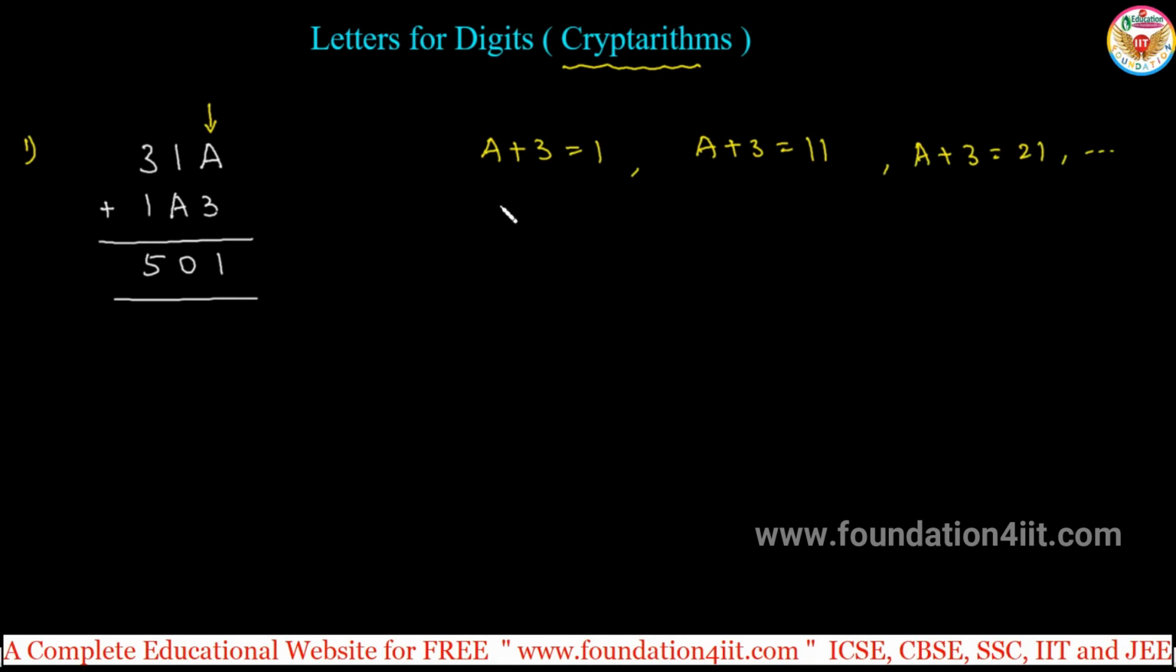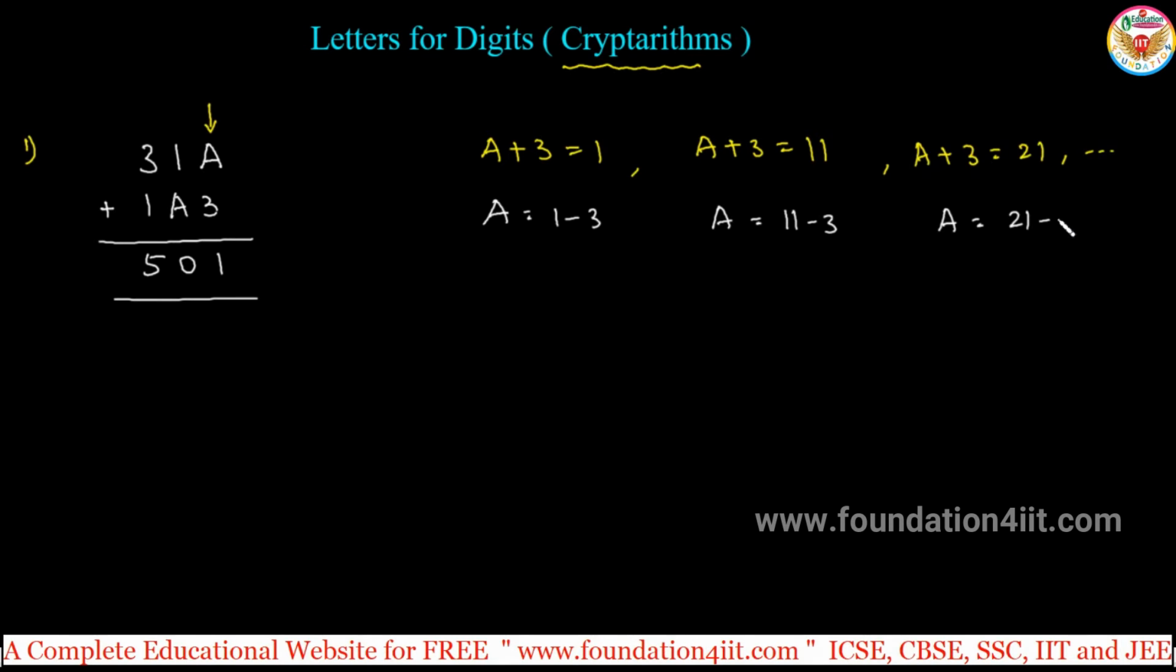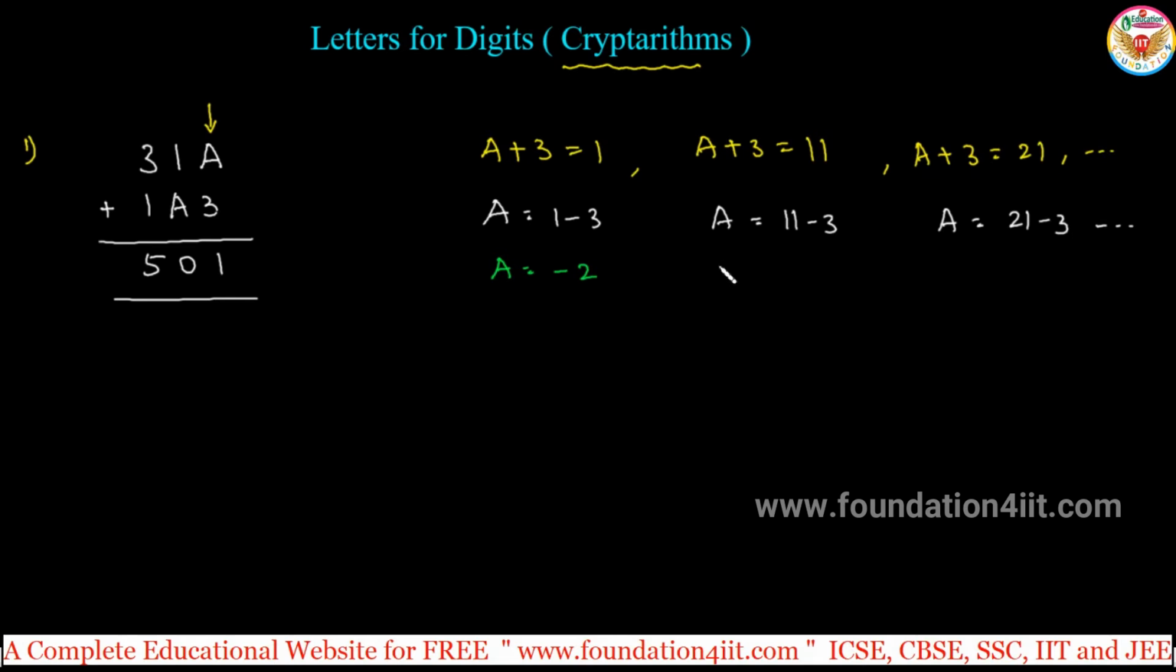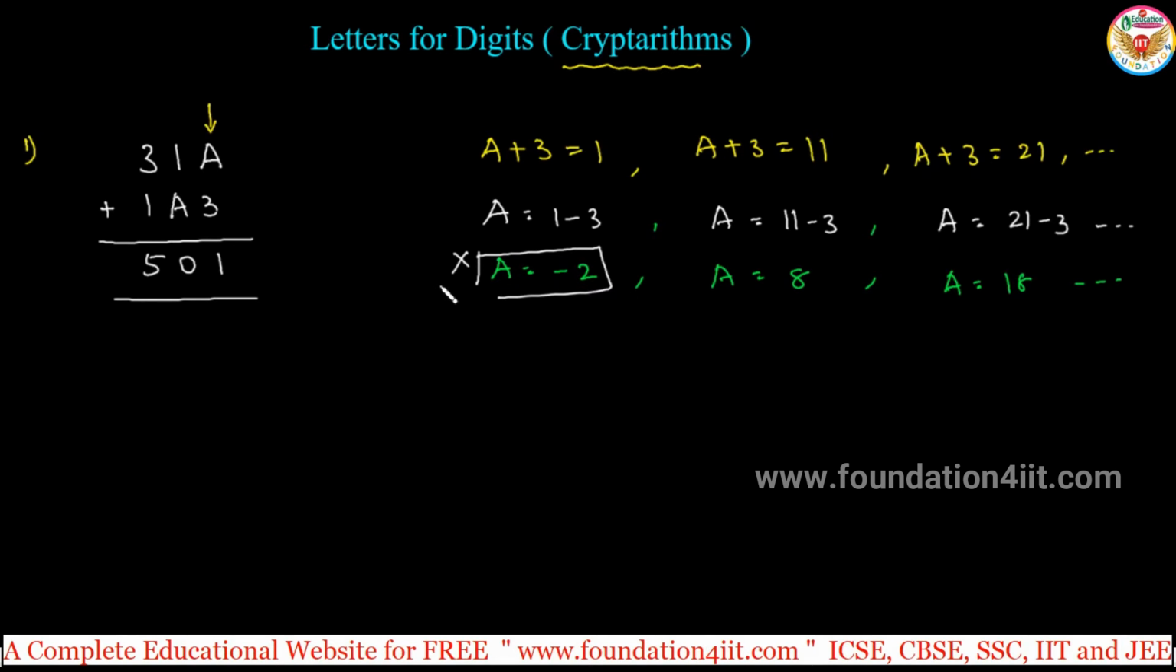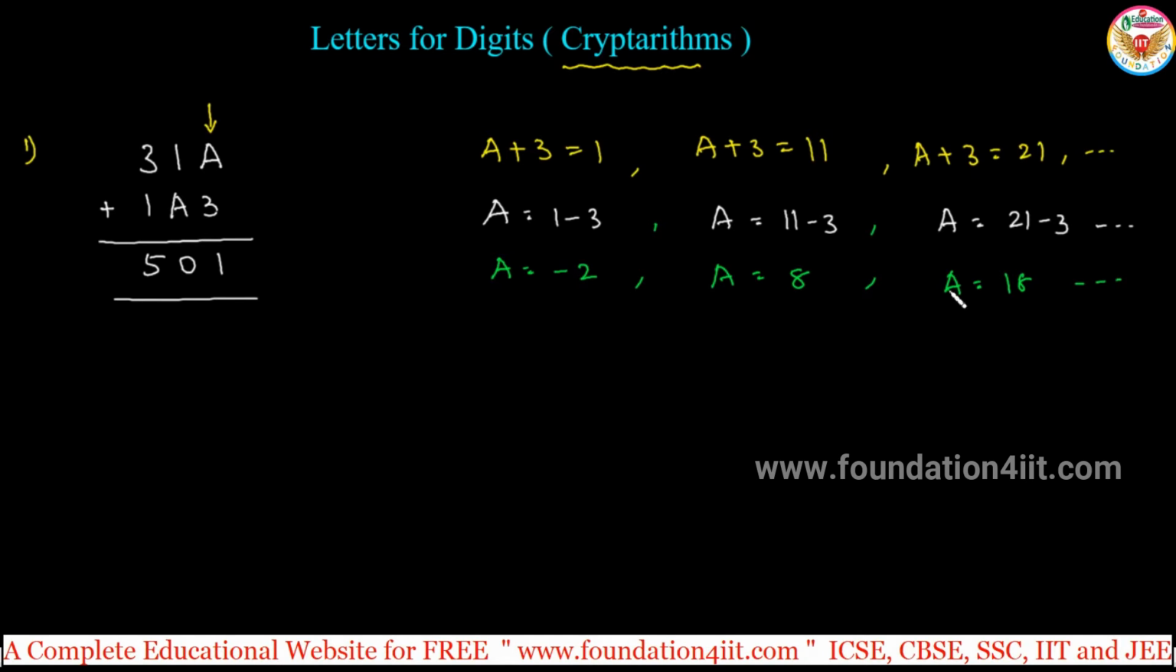Now next, from this you can identify the A value. A may be 1 minus 3, or A is equal to 11 minus 3, or A is equal to 21 minus 3. Taking 3 to the right side, subtraction, and so on. Finally the value of A must be either minus 2, or A is equal to 8, or A is equal to 21 minus 3, 18, and so on. So next 28, 38 will increase. Now by observing here, the A value should not be negative, so we should not take this. Then the A value is 8, 18, and so on.